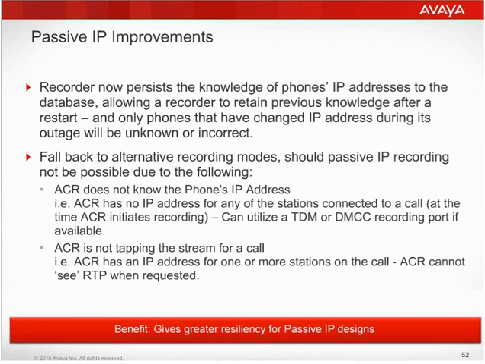ACR also supports use of alternative recording methods in the event of issues related to passive IP configurations. The first is the ability to utilize DMCC or TDM recording ports for any scenario in which the IP address of a phone connected to a call is unknown. The second scenario covers situations in which ACR has a valid phone IP address, but no RTP is made available to the recorder.